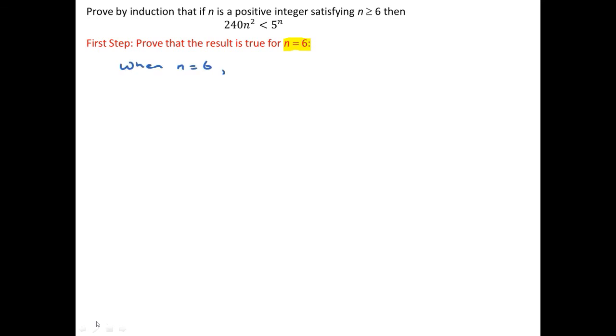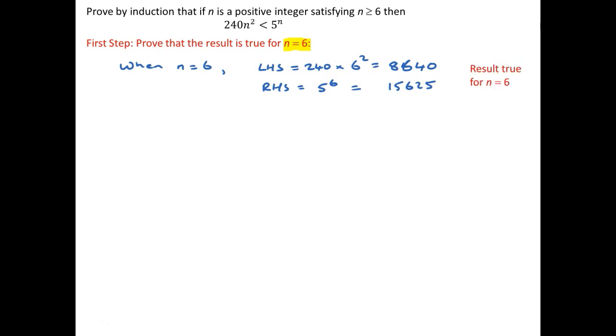So when n equals 6, the left-hand side is 240 times 6 squared, which is 8,640, whereas the right-hand side is 5 to the power 6, which is 15,625. So 8,640 is certainly less than 15,625. So the result, 240n squared is less than 5 to the n, is certainly true in the case when n equals 6.